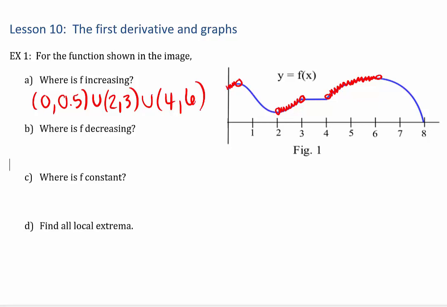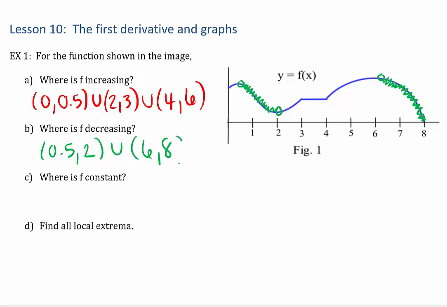A function is decreasing if, as you read it from left to right, the graph is going down. In this case, that would be x equal a half to x equal 2, and then x equals 6 to x equal 8. Finally, a graph is constant if it's horizontal, so that would be from 3 to 4.